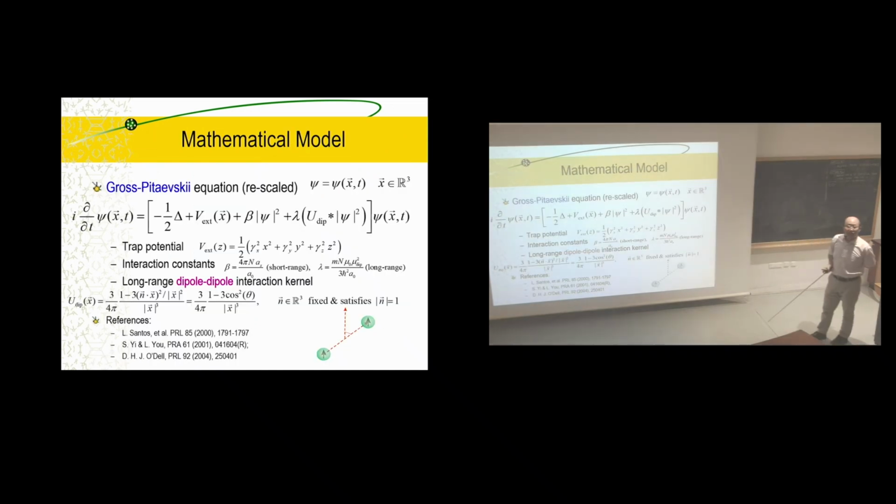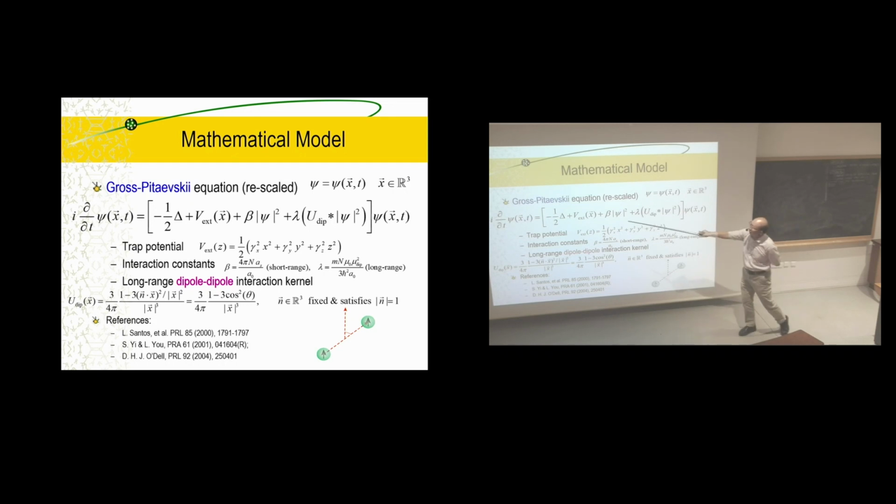The model for this kind of problem is the Gross-Pitaevskii equation with a non-local dipole-dipole interaction. Here t is time, x is the spatial coordinate in R^3, and psi is a complex wave function. After proper nondimensionalization, psi follows this Gross-Pitaevskii equation with a non-local dipole-dipole interaction. The first three terms are the classical Gross-Pitaevskii equation: V is the trapping potential, beta is the contact interaction, and in the last term, the star is a convolution.